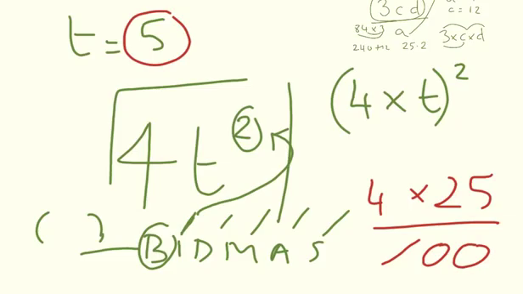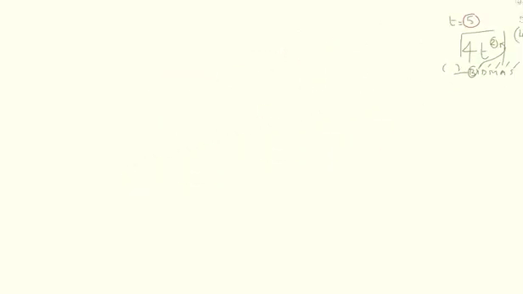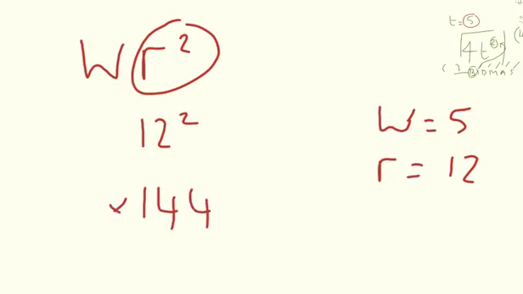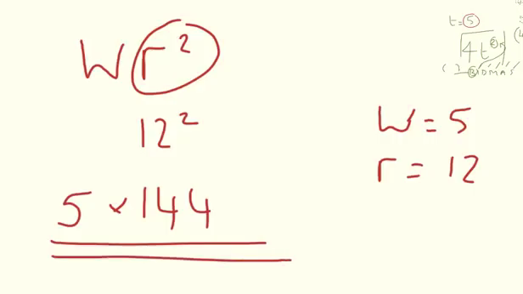Let's do another one. Let's check w r squared. W is 5, R is 12. Which one comes first? According to BIDMAS, this comes first. So R is 12, so 12 times 12, because 12 squared means 12 times 12, is, you guessed it, 144, and then you times that by 5. Okay, I'm not going to work it out, but that's how you do it, because w equals 5.